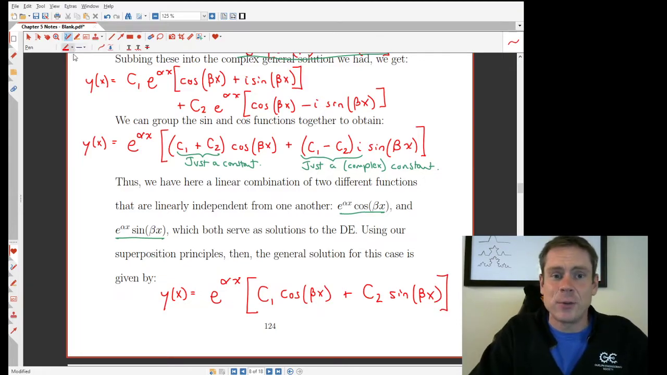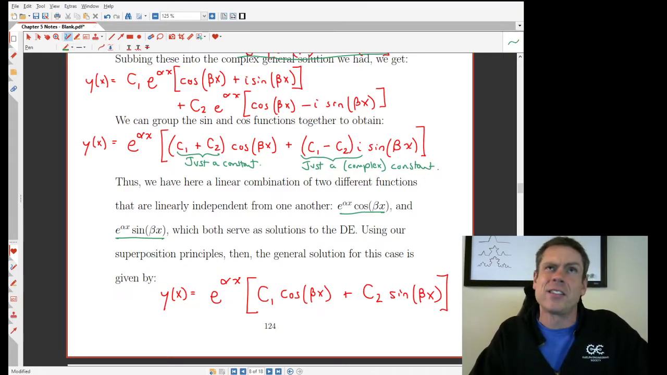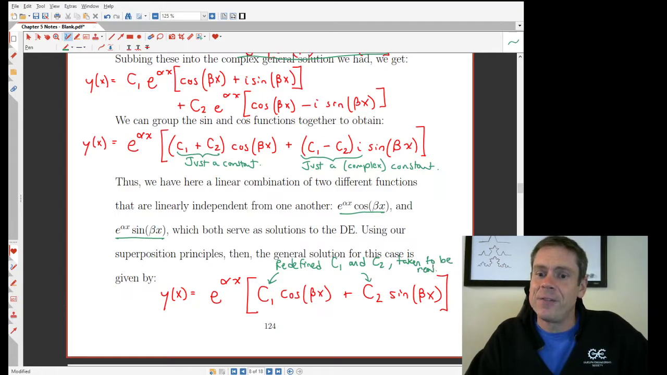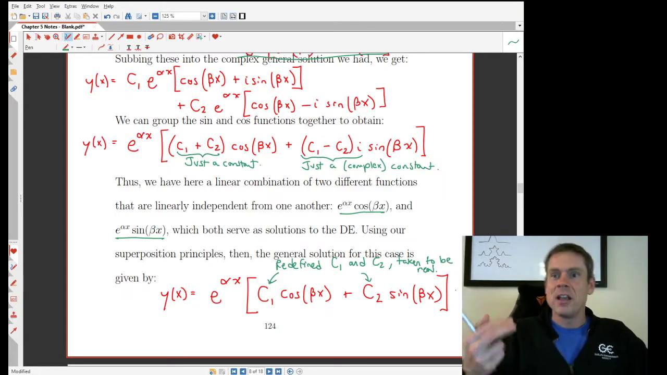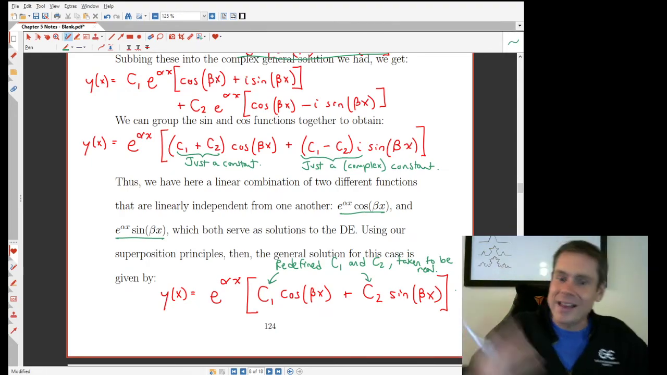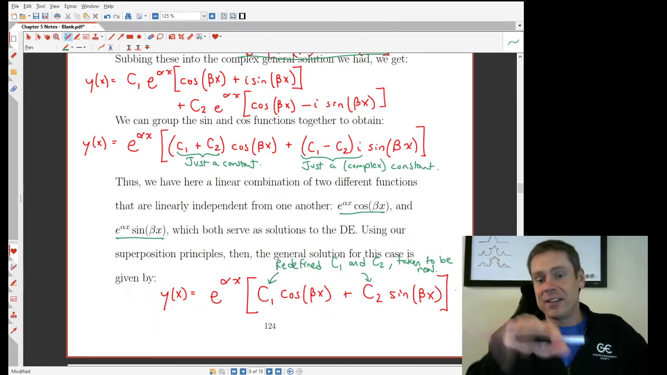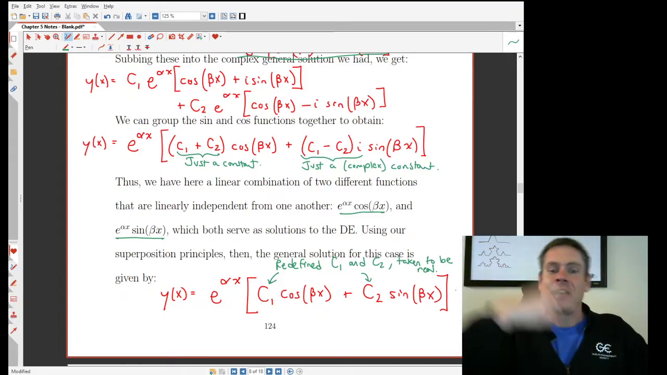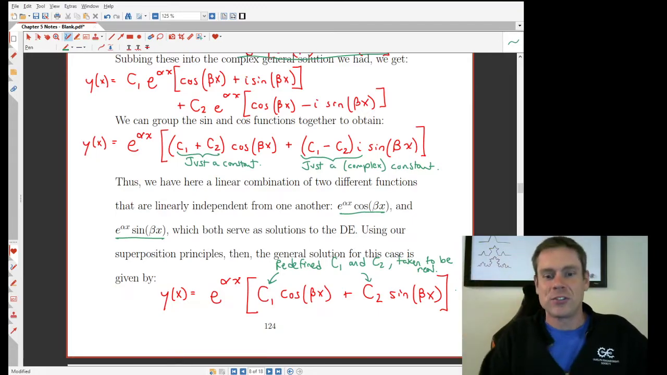And all of this checks out with our theorems from earlier, I guess last week. This is a redefined C1 and C2, taken to be real. Again, thinking of the theory of superposition, the ability to take any multiple of a solution and get back a solution. That's fine. This works really well, okay? And we have that the two linearly independent pieces involve exponentials times cos and exponentials times sine.